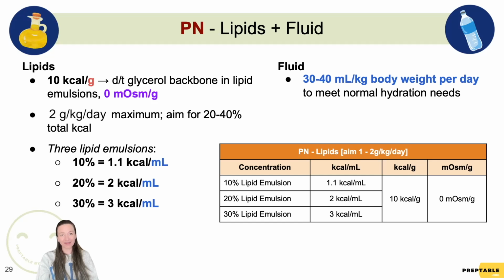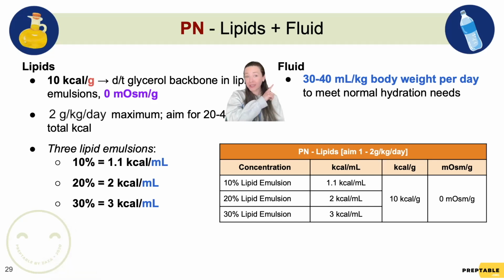PN calculations. Finally, fluid is another one to be mindful of. A good rule of thumb is to follow the 30 to 40 mL per kilogram of body weight per day to meet normal hydration needs. Normal prescriptions typically range from 1.5 to 3 liters per day, and once again, they are highly dependent on the patient. When you get into clinical nutrition, there will be a lot more to this than what I am explaining. But for the purpose of this exam, the best method for you to use will be the easiest and quickest one. So 30 to 40 mL per kilogram body weight.